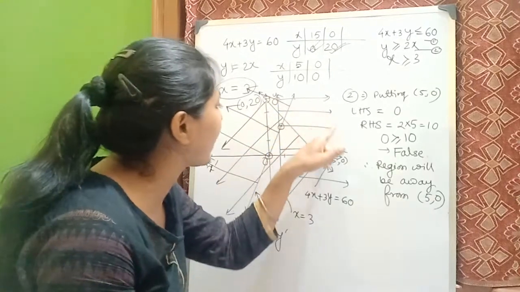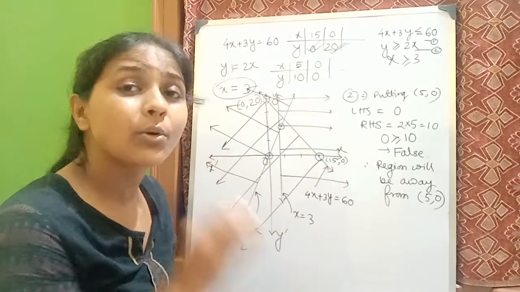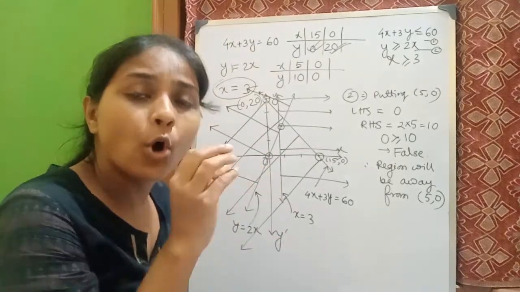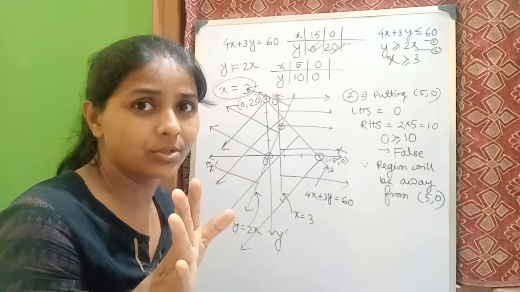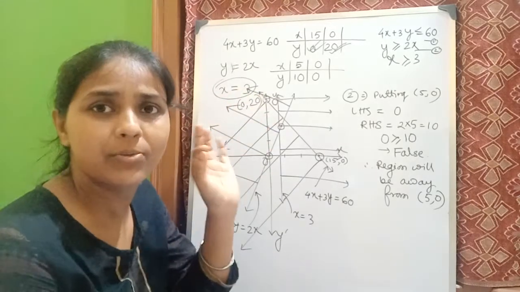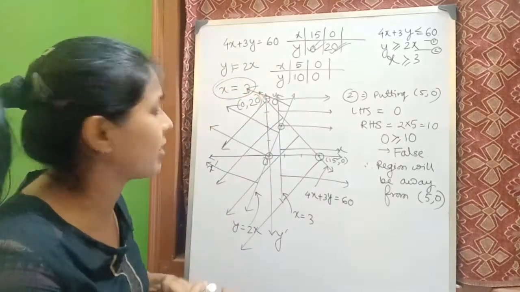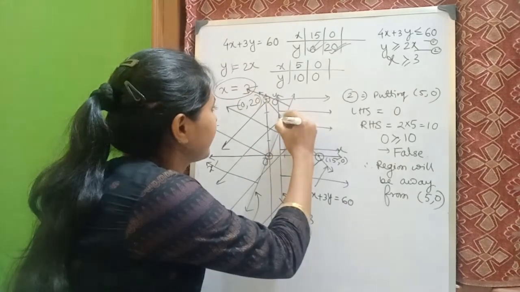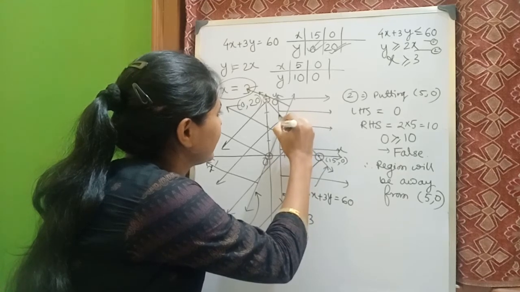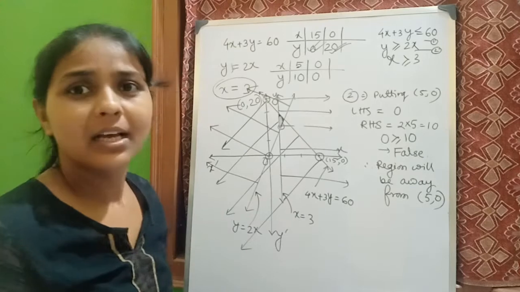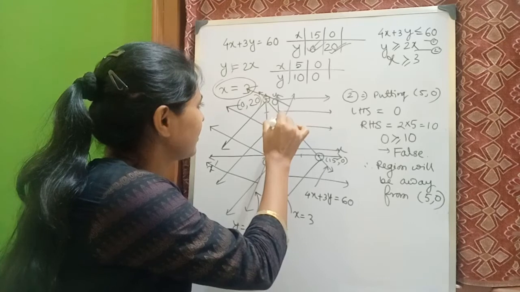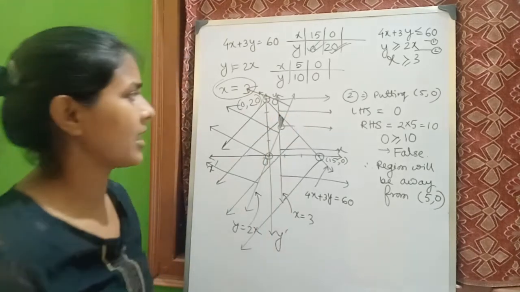That means we need to find out in the first quadrant which part of the first quadrant has all 3 lines' arrows. Okay, and if you check minutely, you will get this triangular part which I am shading now. I don't know whether you are able to see it or not, but this is the triangular part.